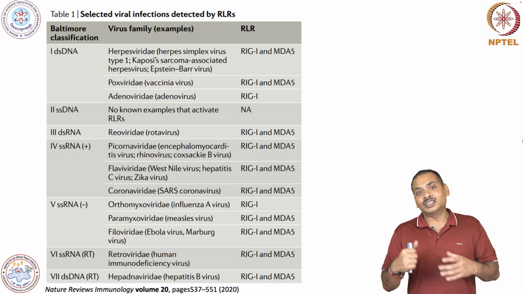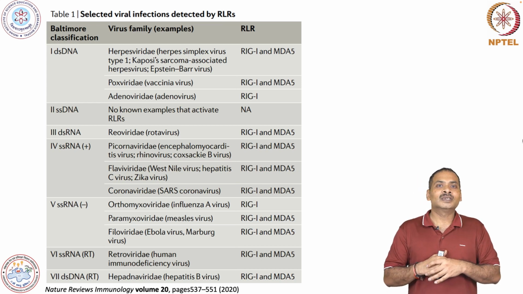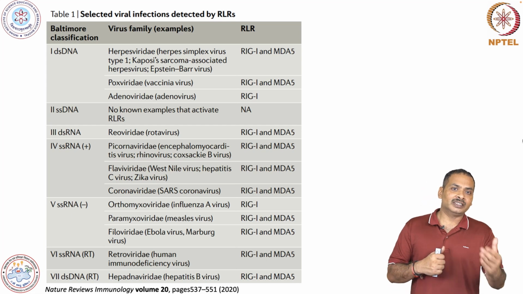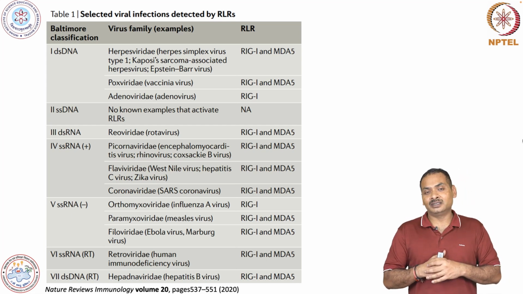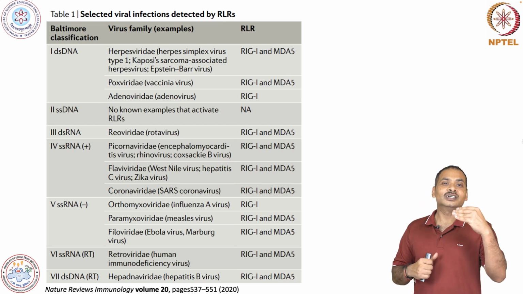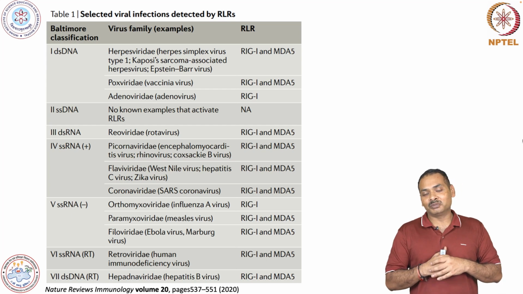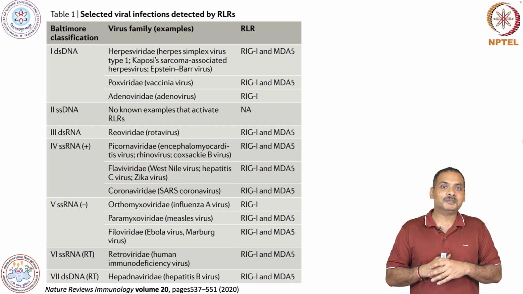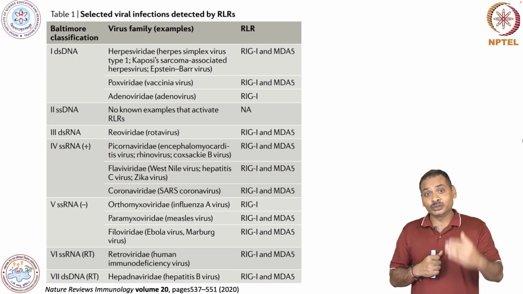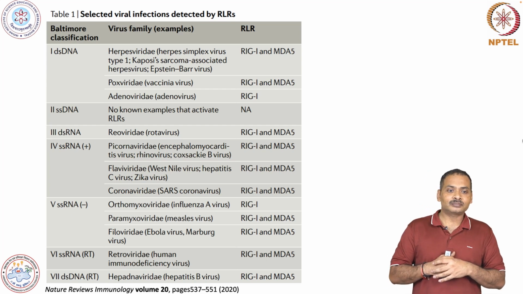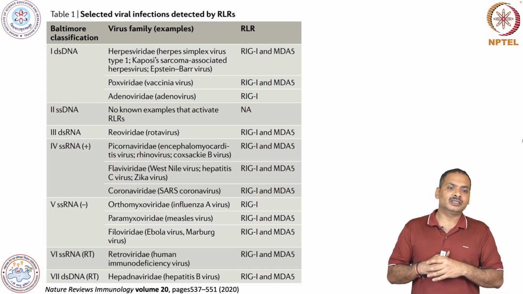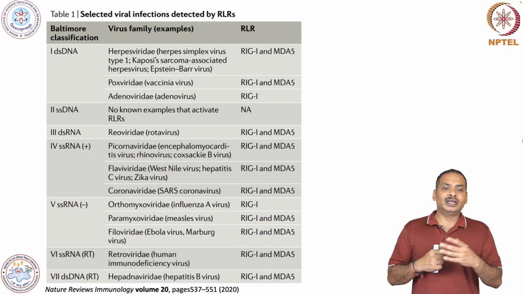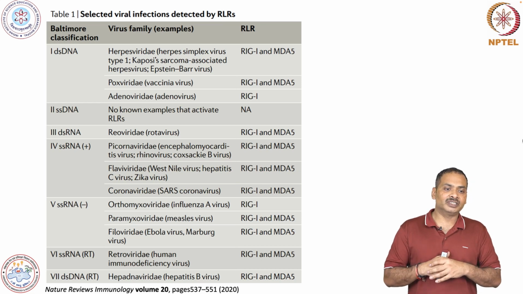Coronavirus is basically SARS-CoV-2 or SARS-CoV-1. This virus is sensed by both RIG-I and MDA5. Then there is class 5, single stranded RNA negative sense RNA viruses, and the most fatal virus is from the Orthomyxoviridae family, and one of the key and very famous members is influenza virus. This influenza virus is exclusively recognized by RIG-I. There is also the Paramyxoviridae family, which includes measles virus, and this is also recognized by both RIG-I and MDA5.